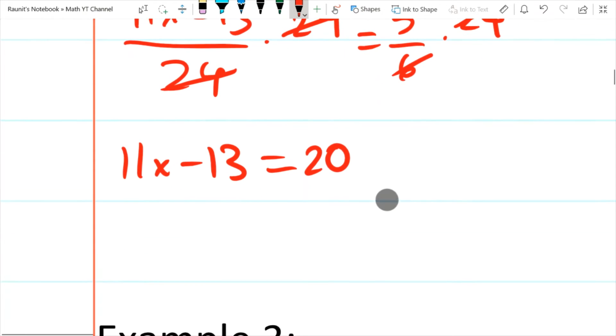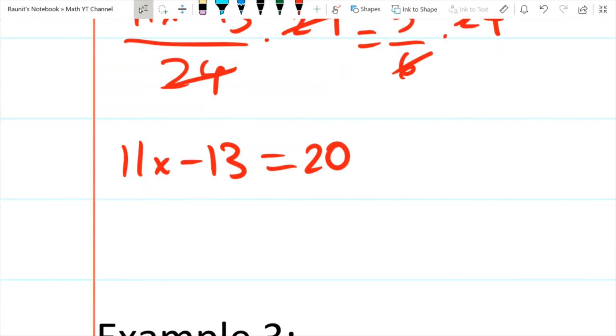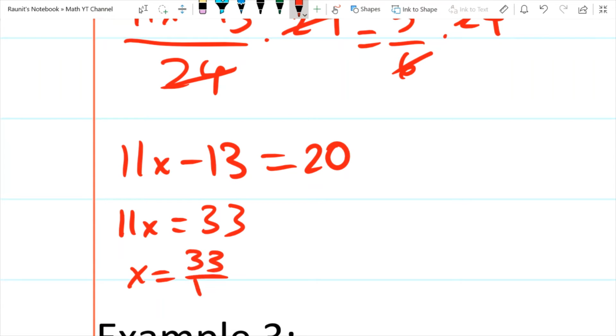Now we're going to do the same process we've always done: bring the numbers to one side, keep the x's on the other. 11x equals 20 plus 13, which is 33. x is equal to, and we're going to divide both sides by 11, 33 over 11. And we know that 11 goes into 33 3 times, so x is equal to 3.